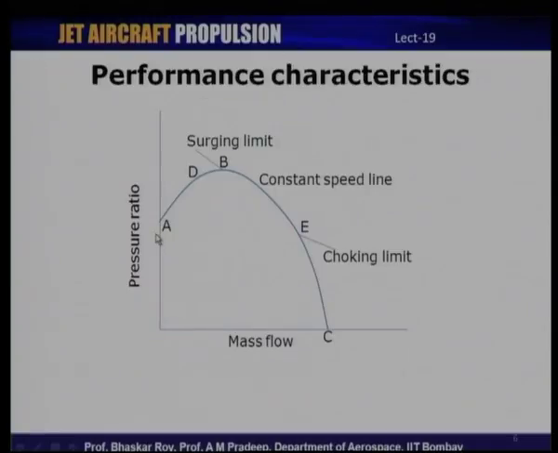Let us take a look at what happens at the extreme cases. In one case, which you can see is marked as C, we have a certain mass flow, but the pressure ratio is 0. We will take up why that is so a little later. On the other hand, we have a certain pressure ratio, but the mass flow rate is 0. And what I have indicated as two distinct points are points B and E. The point B is referred to as the surging limit, and point E is known as the choking limit.